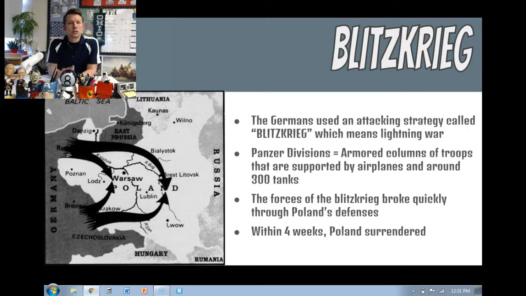Now, the Germans used an attack strategy called Blitzkrieg, which means lightning war. So, when they decide to take over Poland, they're going to do it very quickly. They're going to load up all of their soldiers, and they're going to basically rush.